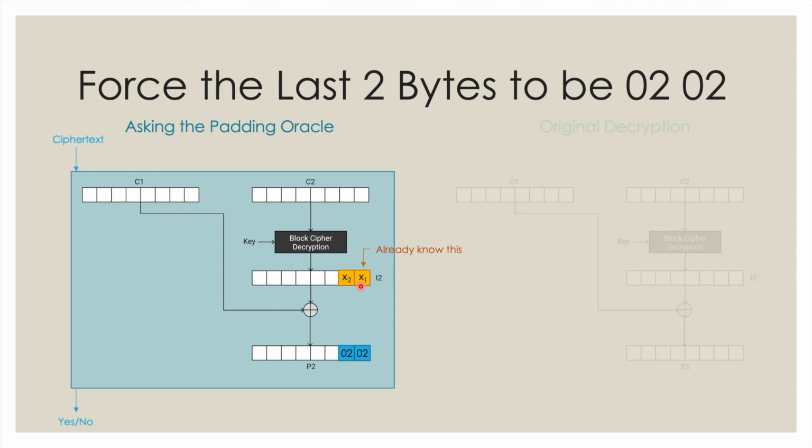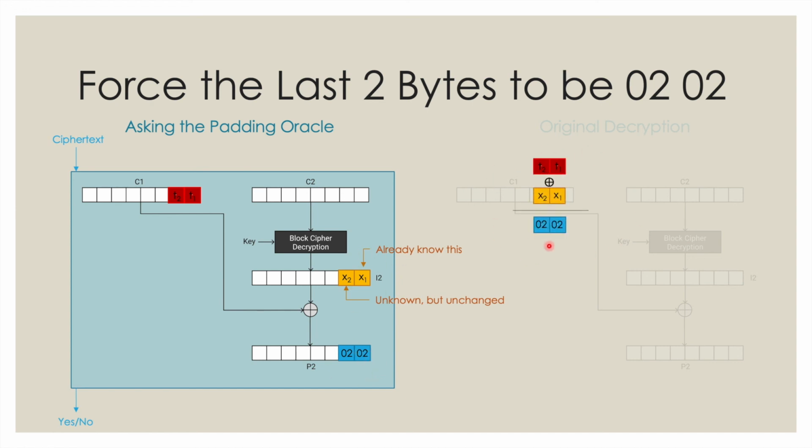For X2, we don't know its exact value, but we know that since we didn't change C2, that means I2 remains unchanged as well. So X2 will also remain unchanged. In other words, its value is unknown, but we know that it's unchanged. Let's also label the last two bytes of C1 as T2 and T1 respectively. Let's focus our attention on just the XOR operation involving all of these last two bytes, in this diagram over here.